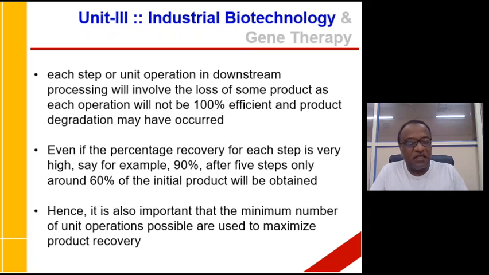If you increase the number of steps or unit operations, then you end up losing some quantity of product, as I said, maybe from 90% to 60%. So on an average 30% of the product is lost. So it is always recommended to keep the number of steps to the minimum possible so that you end up with a good quantity of the product.